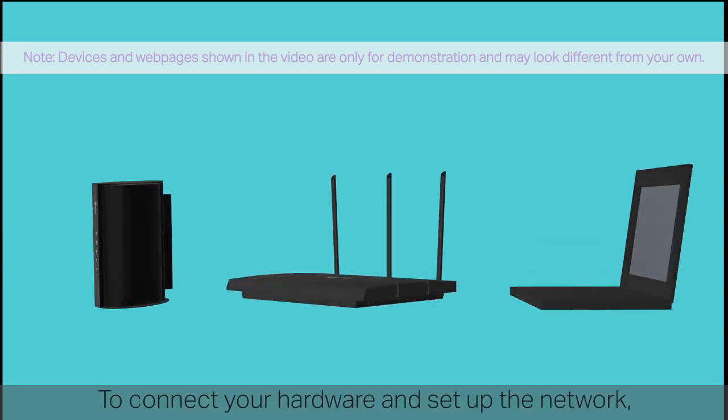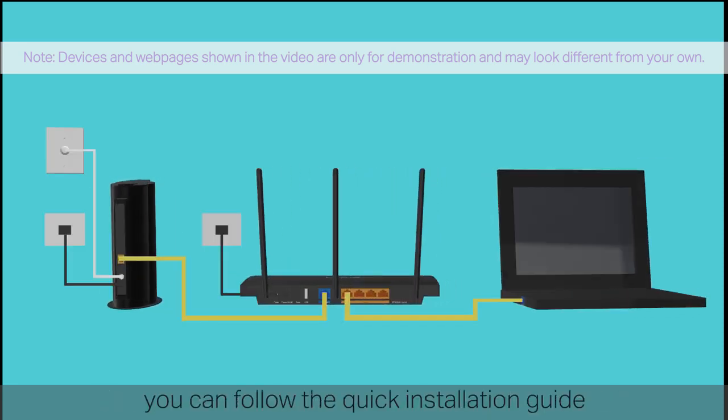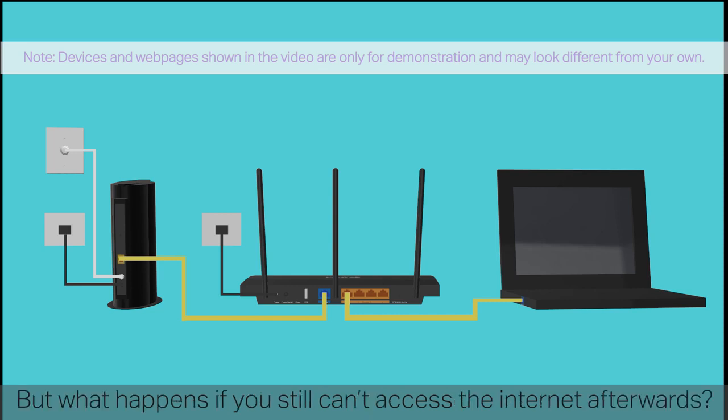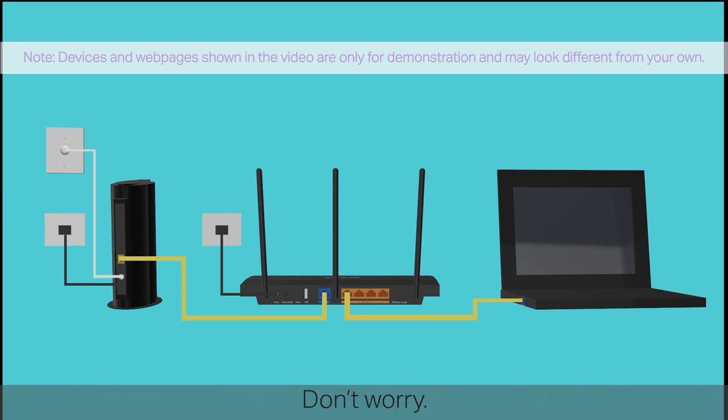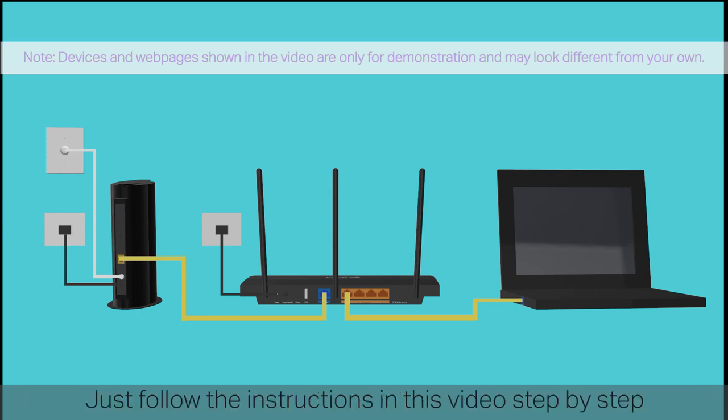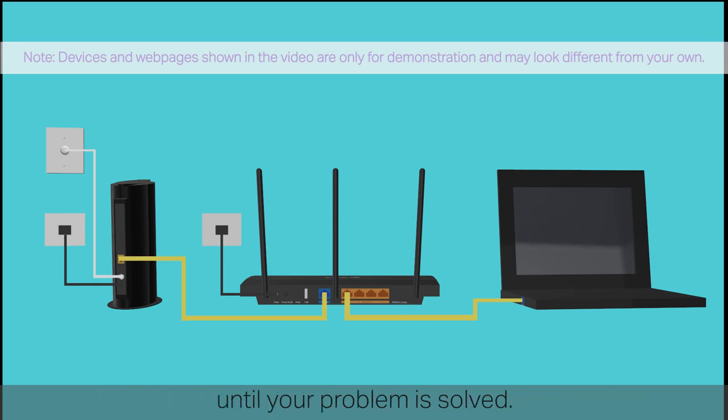To connect your hardware and set up the network, you can follow the quick installation guide or start with the quick setup video. But what happens if you still can't access the internet afterwards? Don't worry. Just follow the instructions in this video step by step until your problem is solved.